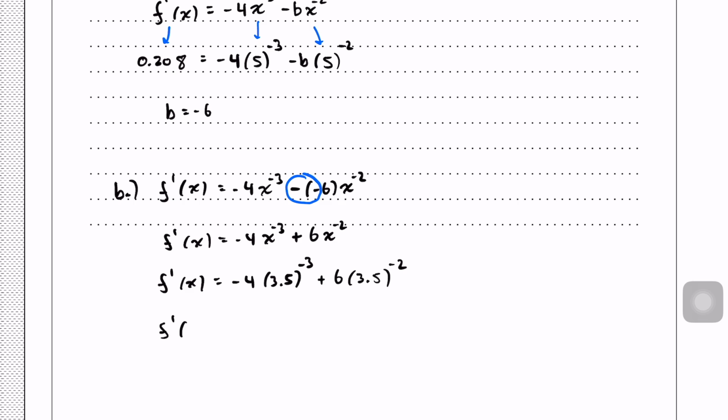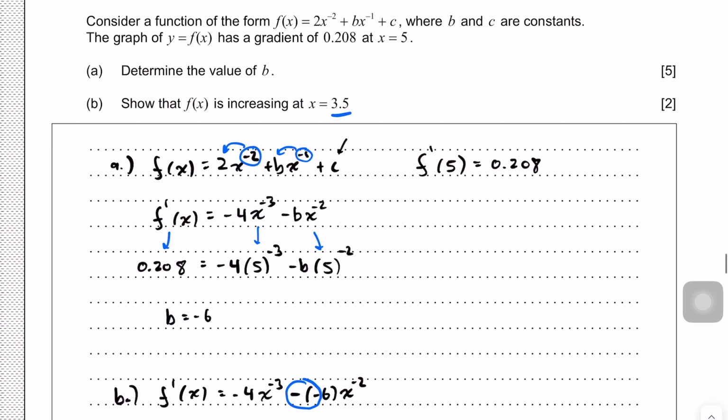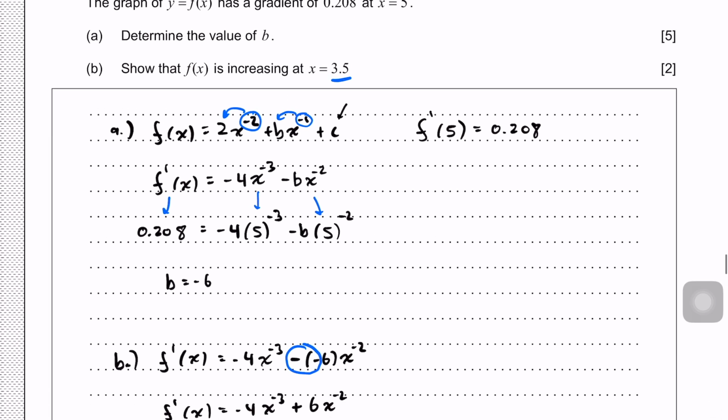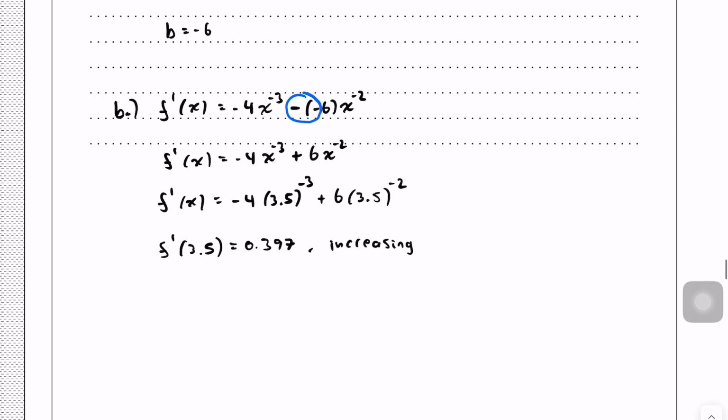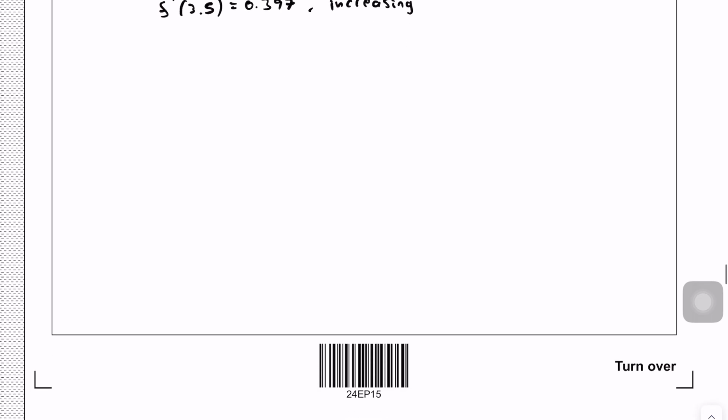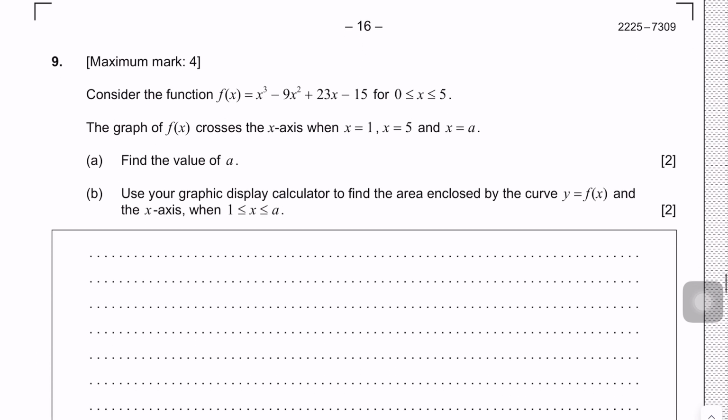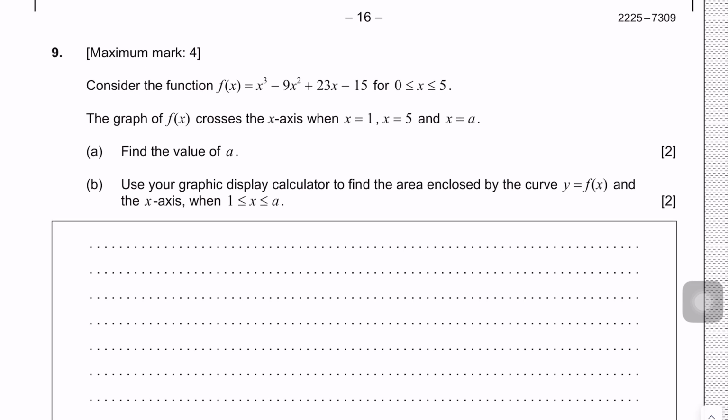So f prime at 3.5 is equal to 0.397. What does that mean? That means we have a positive slope. Or we could just say increasing. Gradient is positive at x is equal to 3.5. We have our function as increasing. Okay. Let's go on to number 9.